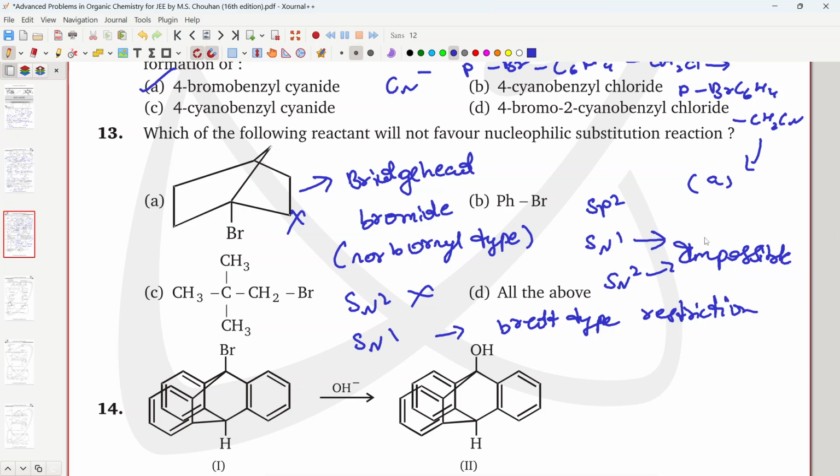Now for C, neopentyl bromide. SN2 is very slow due to steric hindrance. So CH3 and Br are generally not favorable here. And SN1 would require a primary carbocation, also highly unfavorable. So it does not favor substitution. All of the above.